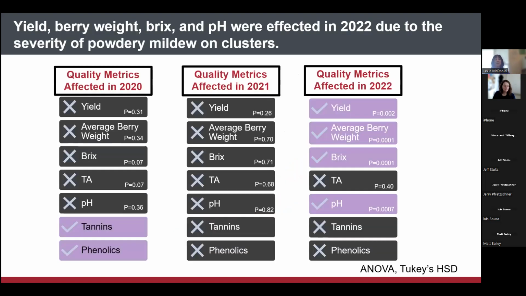So looking at the berry quality for 2020 and 2021, berry metrics showed no difference between treatments, and this included the yield, berry weight, Brix, TA, and pH. Though in 2020, we did see a difference in the tannins and phenolics, which I'll go through later. And in 2022, seen on that right table, we did have a difference in yield, average berry weight, Brix, and pH, but that was not due to UVC, it was due to the disease severity.